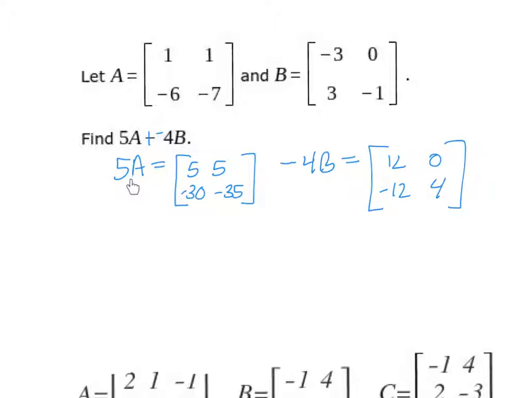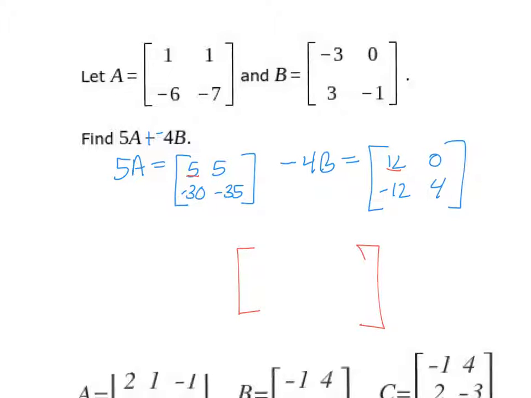Now that we've correctly found what 5A is and what -4B is, we're going to combine these things. And the way you combine two matrices when you're doing addition or subtraction is to take elements from corresponding parts. For example, this upper left-hand corner, these guys will be combined, and they're going to be in the upper left-hand corner.